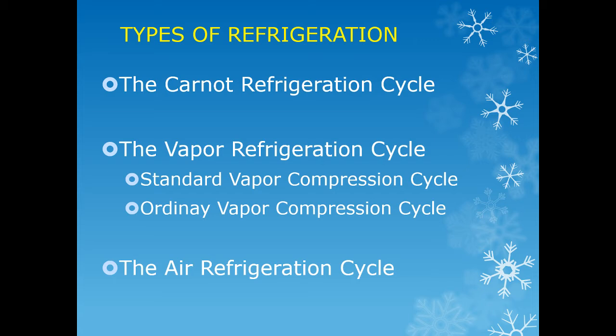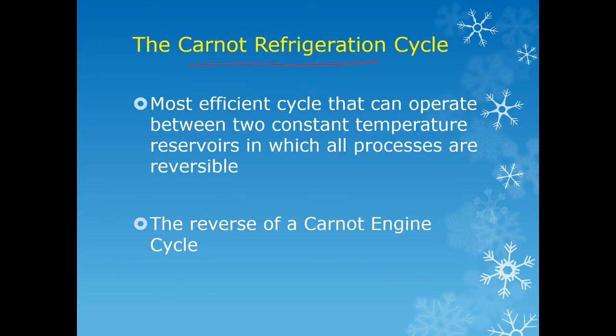And we have different types of refrigeration cycles. We have the Carnot refrigeration, the vapor refrigeration, and the air refrigeration cycle. Under vapor refrigeration cycle, we have the standard and the ordinary vapor compression cycle. The Carnot refrigeration cycle is the most efficient cycle that can operate between two constant temperature reservoirs. And like the Carnot engine, all processes are reversible in a Carnot refrigeration cycle. It's actually just the reverse of a Carnot engine cycle.